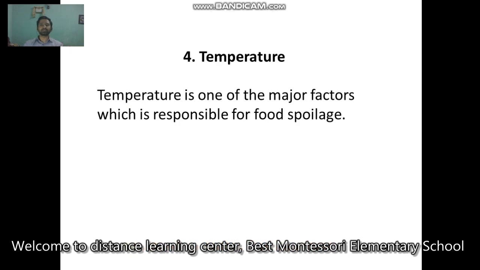Now the fourth one is temperature. The higher the temperature is, the greater the chance of food spoilage over a longer period of time. That means food gets spoiled faster in the summer season than in the winter season. That's why one of the main reasons for using a refrigerator is the preservation of food, to stop the food from spoiling, because the refrigerator keeps the temperature very low, below 0 degrees Celsius.